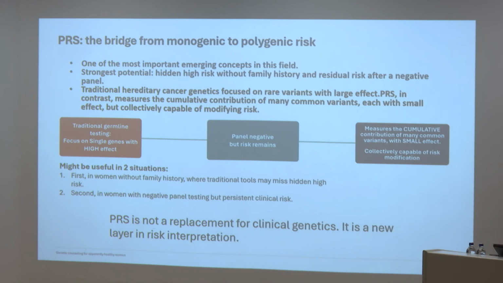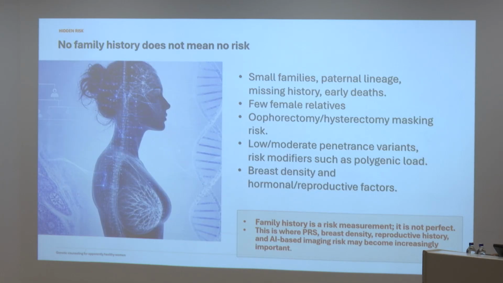scoring might be helpful. It measures the cumulative contribution of many common variants with small effects. So those variants are not of importance one by one, but collectively they might be capable of risk modification. So it's not a replacement for clinical genetics, but it's a new layer in risk interpretation. And it might be useful in two situations. First, in women without family history, where traditional tools may miss hidden high risk. And second, in women with negative panel testing, but persistent clinical risk.